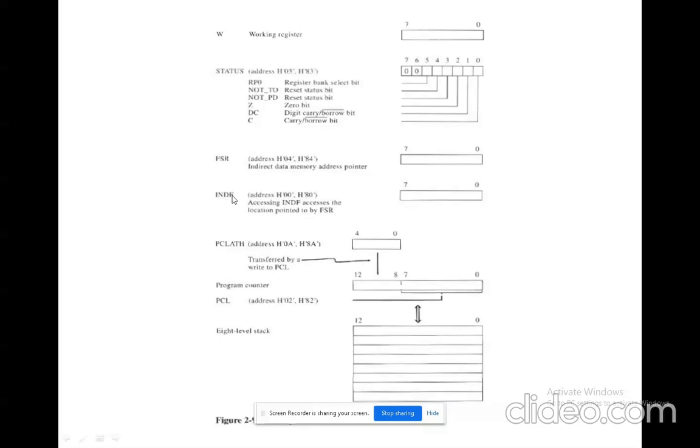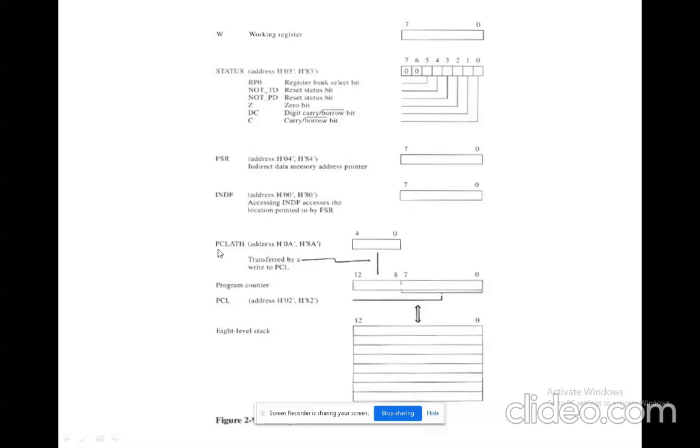And then indirect file register. So indirect file register means here the FSR will be used for addressing the register indirectly. Okay, here they will be giving the address directly in the register, but here indirectly it will be represented by using the register FSR, to access the data from the memory device.